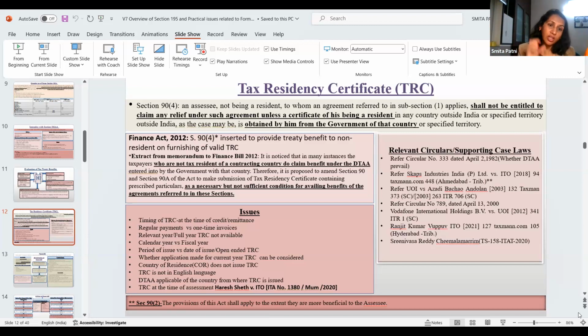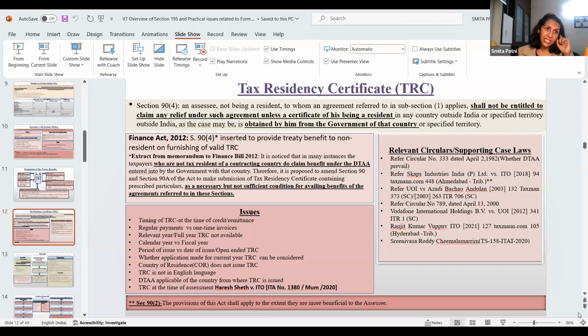DTAA will be applicable only for that country for which the TRC is issued. For example, the invoice has been raised from Singapore and the non-resident has given a TRC of, say, Mauritius. In that case, we are supposed to take the treaty rates of Mauritius, not Singapore, because the tax residency certificate pertains to Mauritius and not Singapore from where the invoice has been raised. So you have to be very mindful that the TRC has to belong to the invoice, otherwise we are supposed to take the treaty benefit of that respective state from which the TRC is issued.